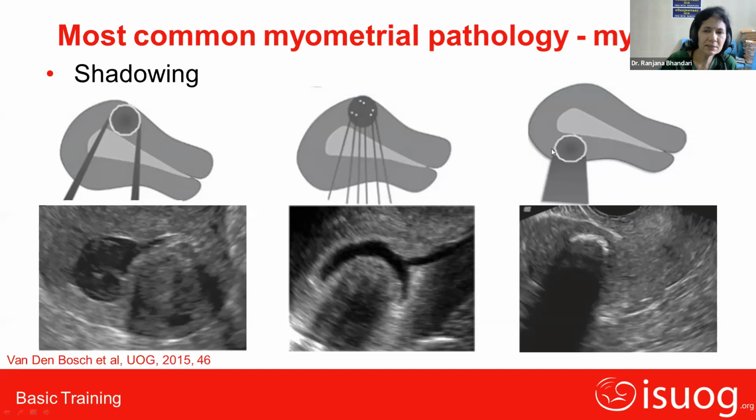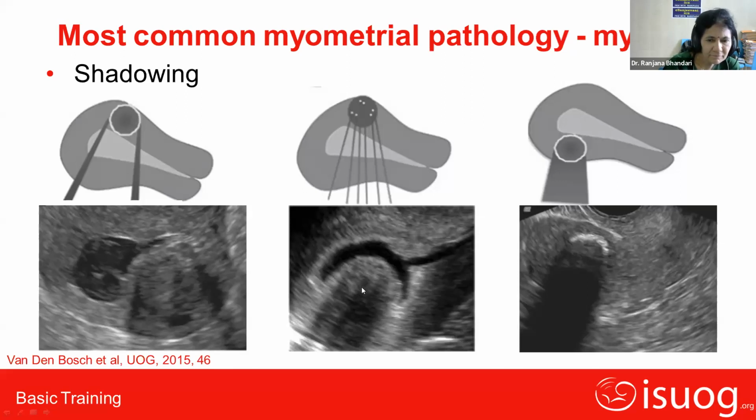And third is block shadowing. In this middle picture, please everybody note that you can see slightly echogenic shadows on both sides. This is an artifact called a side lobe artifact. On the side of the myoma, if you see these lighter areas, they are called side lobe artifacts.